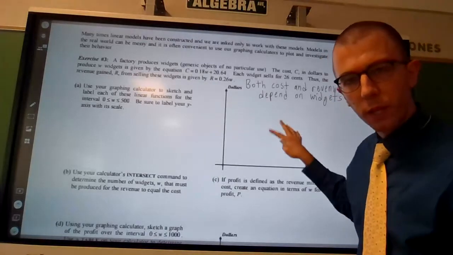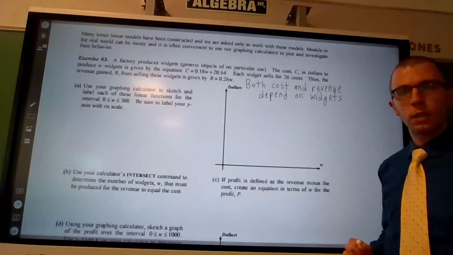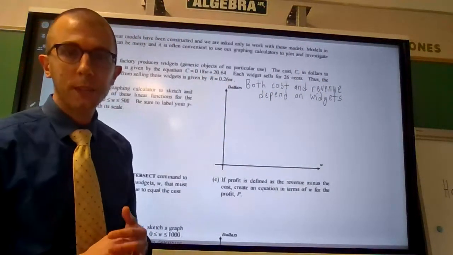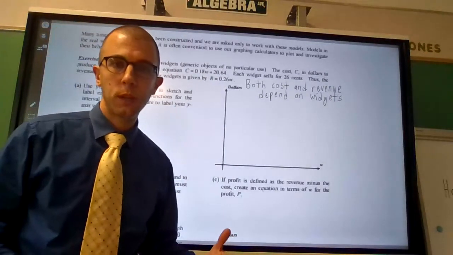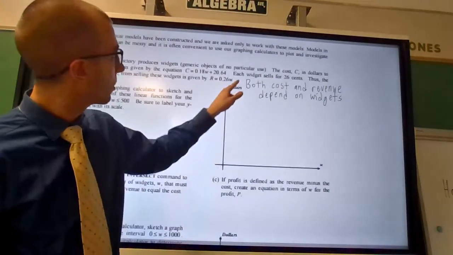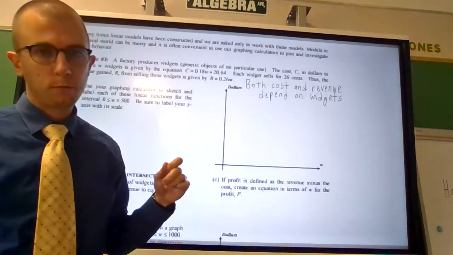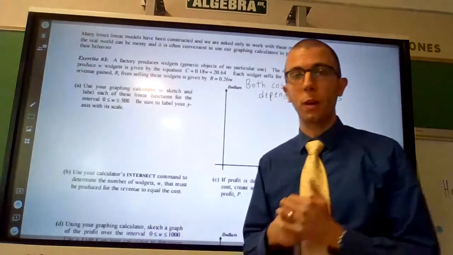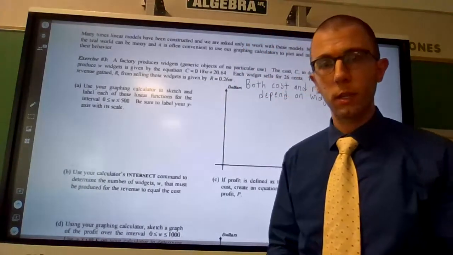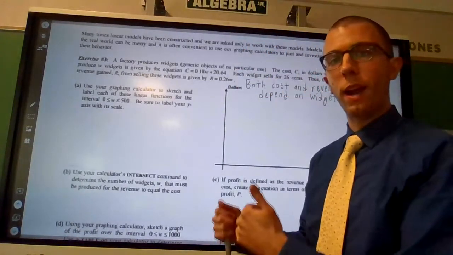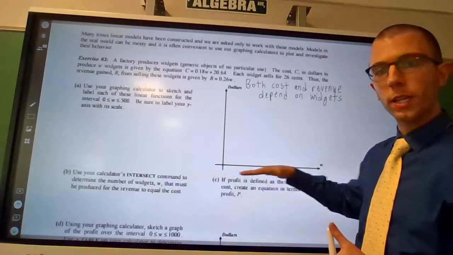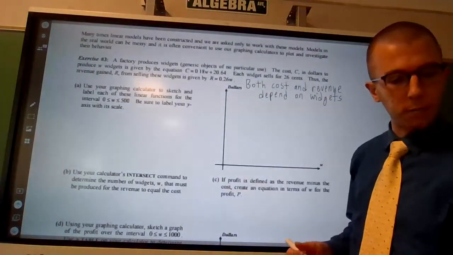Okay? Don't write too much into this graph because we're going to sketch something here. Okay, the cost given by this function here, the cost depends on how many widgets are produced, and then the revenue here depends on how many widgets are sold. Okay, the cost depends on how many widgets are produced. The revenue depends on how many widgets are sold. Okay, but both of those things depend on the widgets. So widgets are definitely our independent X variable, which is going to go across the bottom here.